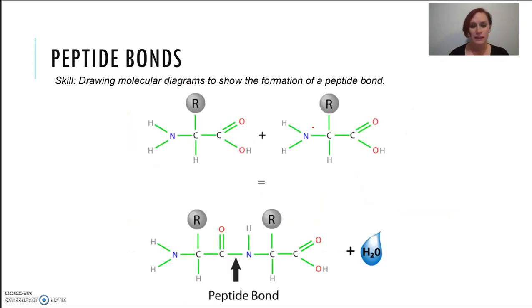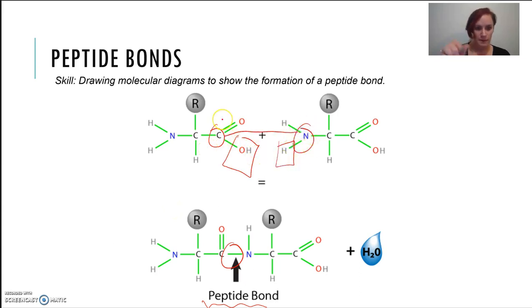Now, one of your skills in your syllabus is that you need to be able to draw this reaction. So the condensation reaction, which causes that peptide bond, it's very important to be able to represent that in a molecular way. So remembering that this peptide bond is going to be between that carbon sitting there, this stuff is kicked off, one of these hydrogens is removed, and the nitrogen from the amino group is joined in there.